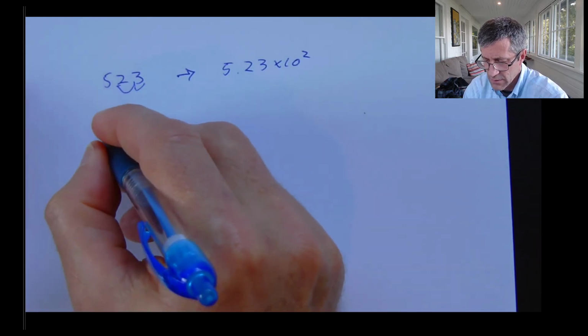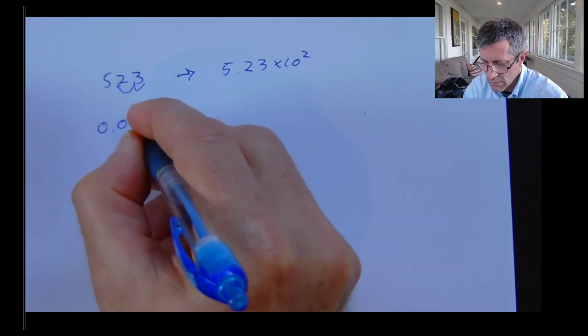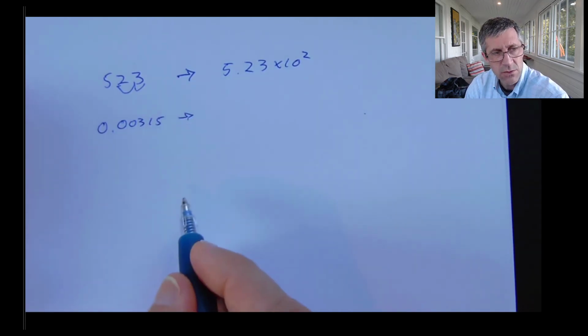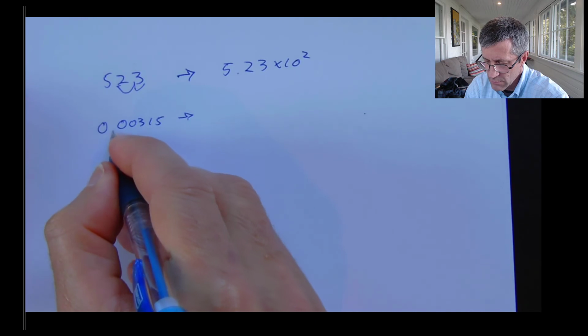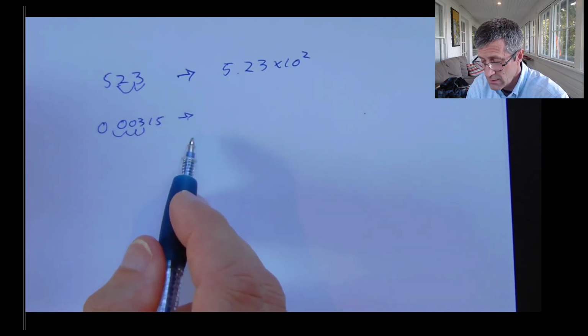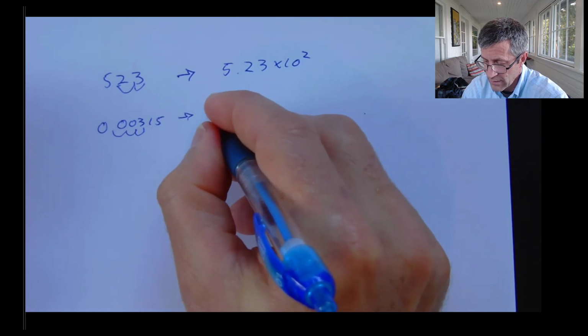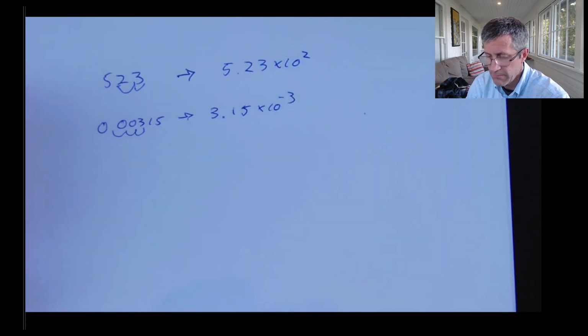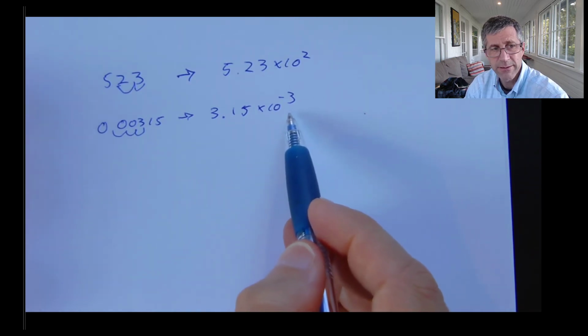If I have a small number, 0.00315, when I convert this to scientific notation, notice what I'm going to do. I'm going to move my decimal 1, 2, 3. Notice I move my decimal the opposite way. So it's a small number. So I'm going to have 3.15 times 10 to the minus 3. So this is like dividing by 10 3 times.